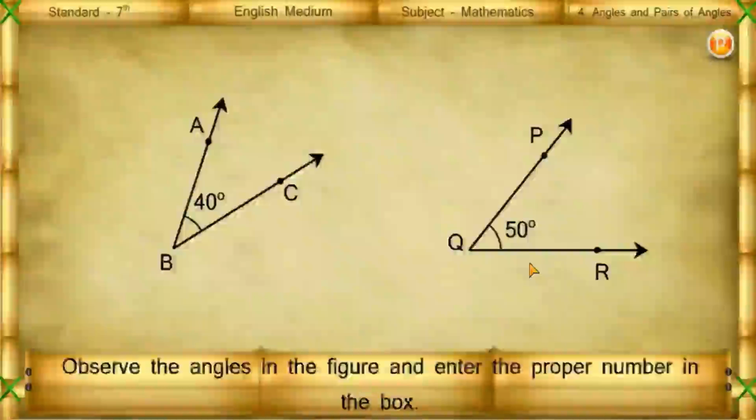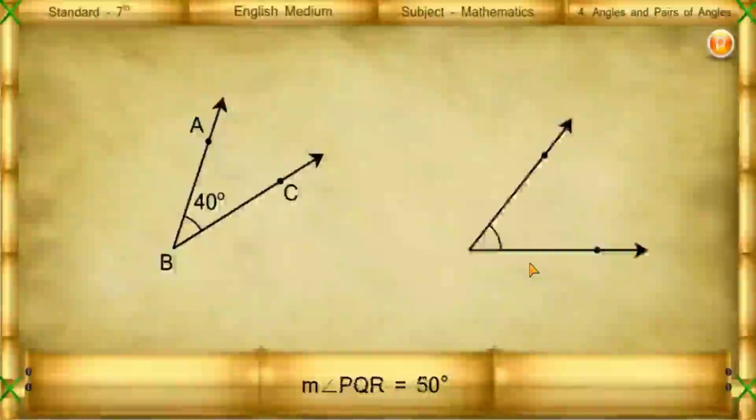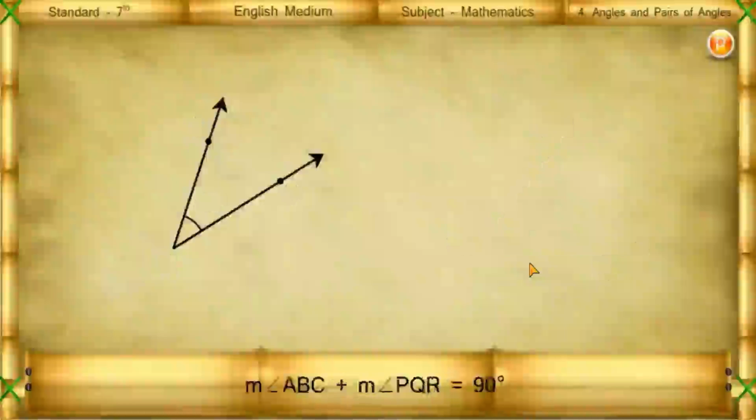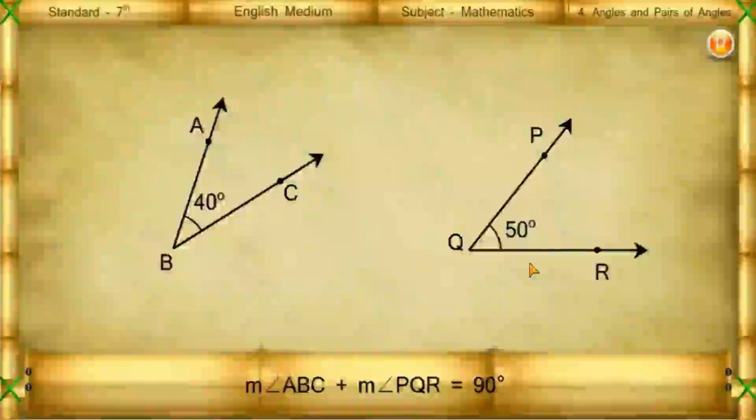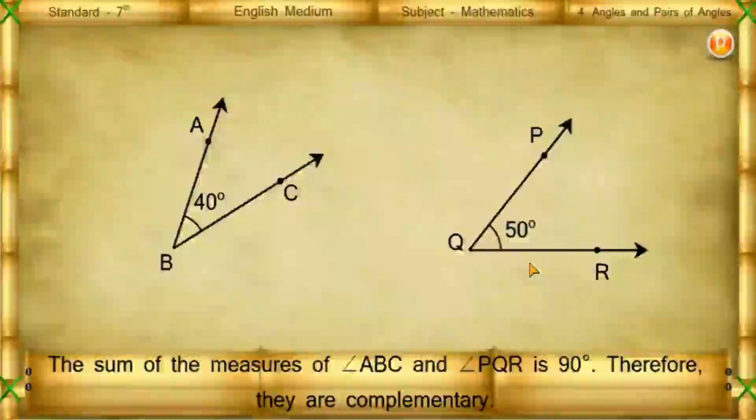Example. Observe the angles in the figure and enter the proper number in the box. Measure of angle ABC is equal to 40 degrees. Measure of angle PQR is equal to 50 degrees. Measure of angle ABC plus measure of angle PQR is equal to 90 degrees. The sum of the measures of angle ABC and angle PQR is 90 degrees. Therefore, they are complementary.